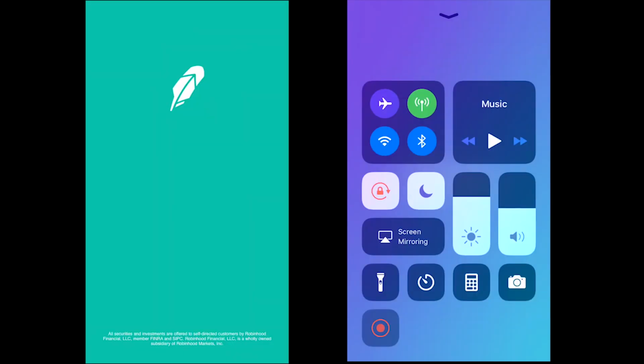What's up, guys? Today we're going to be checking out Stash and Robinhood for 2019. Both of these apps are pretty popular. Robinhood is more for buying and trading, while Stash is more for learning and just getting your foot in the door. I'm going to be breaking it down and I'll let you know what I think.